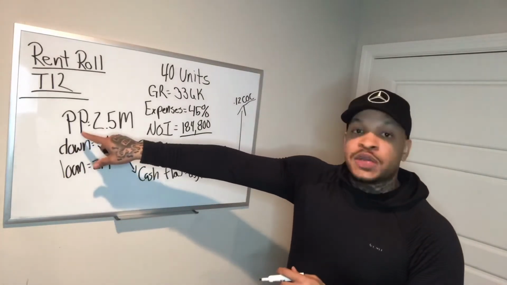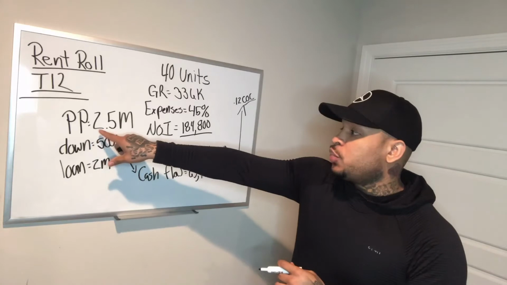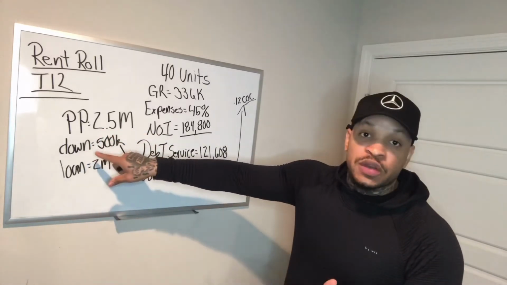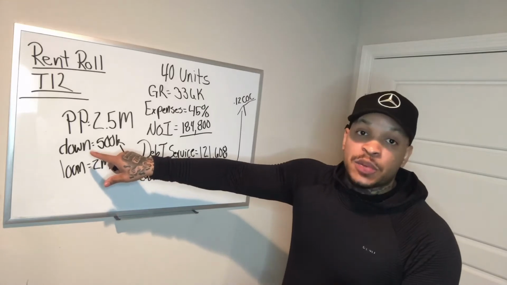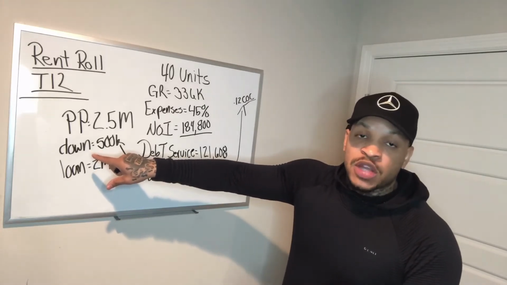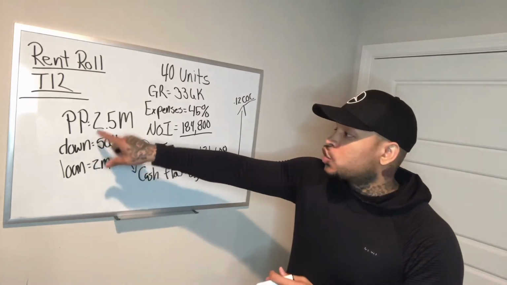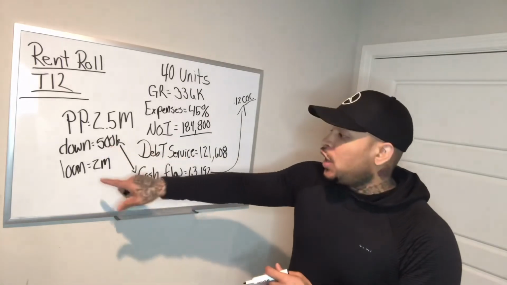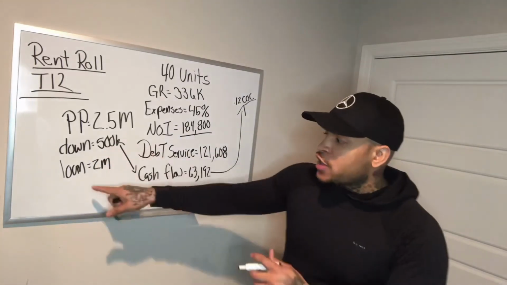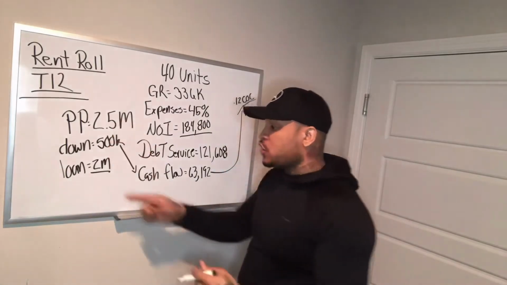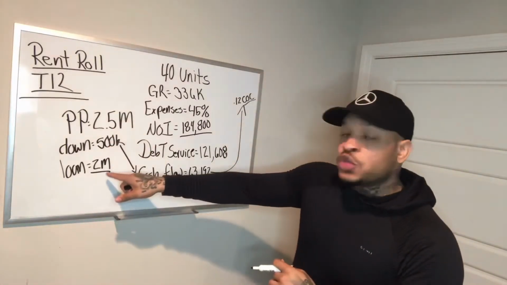Now let's say you get that deal at $2.5 million, and the money you have to put down is 20% from the bank. If it's 90% occupied, banks will normally request about 20% down. 20% down of that $2.5 million is $500,000. Your loan amount will then be $2 million, because if you take $500,000 away, you'll be at $2 million.